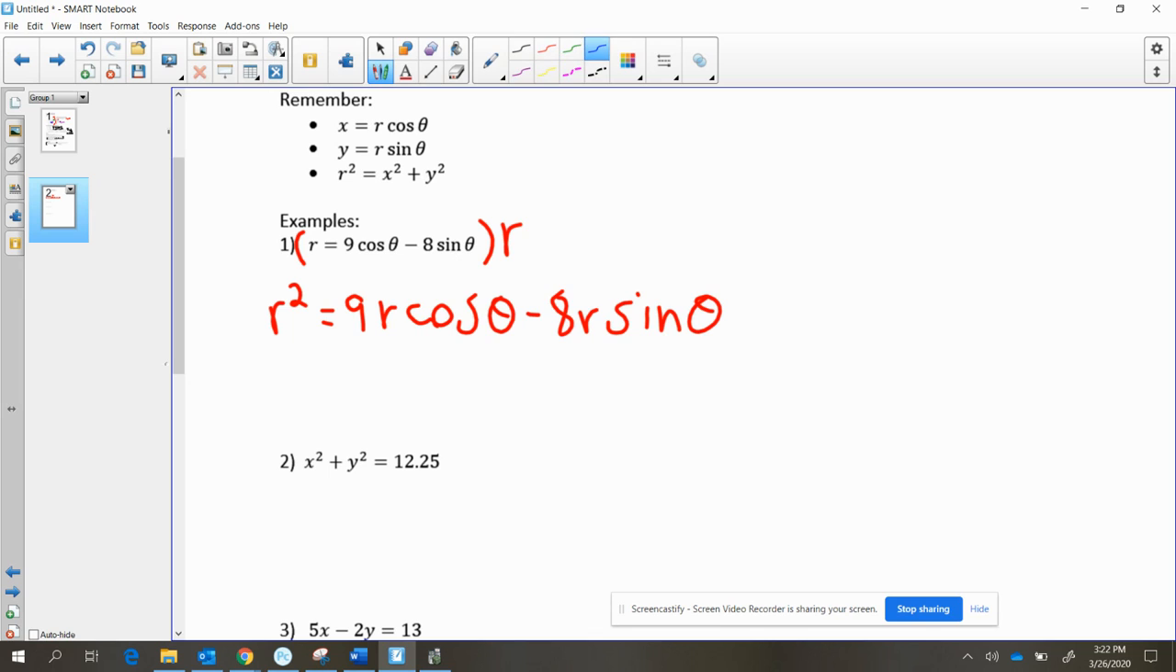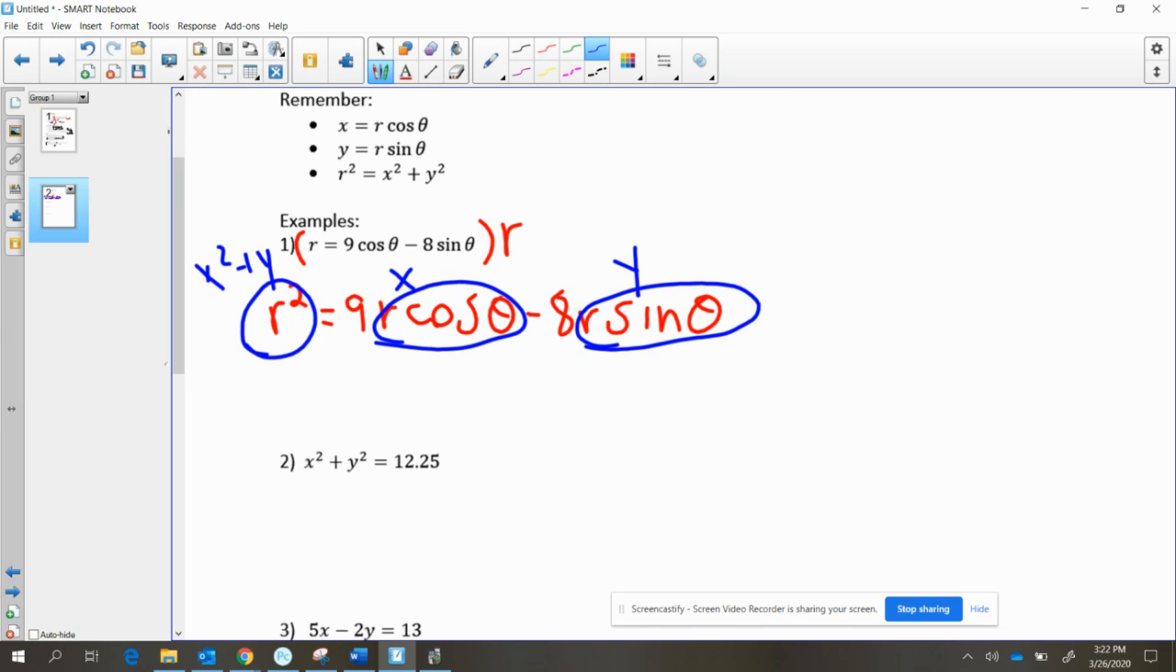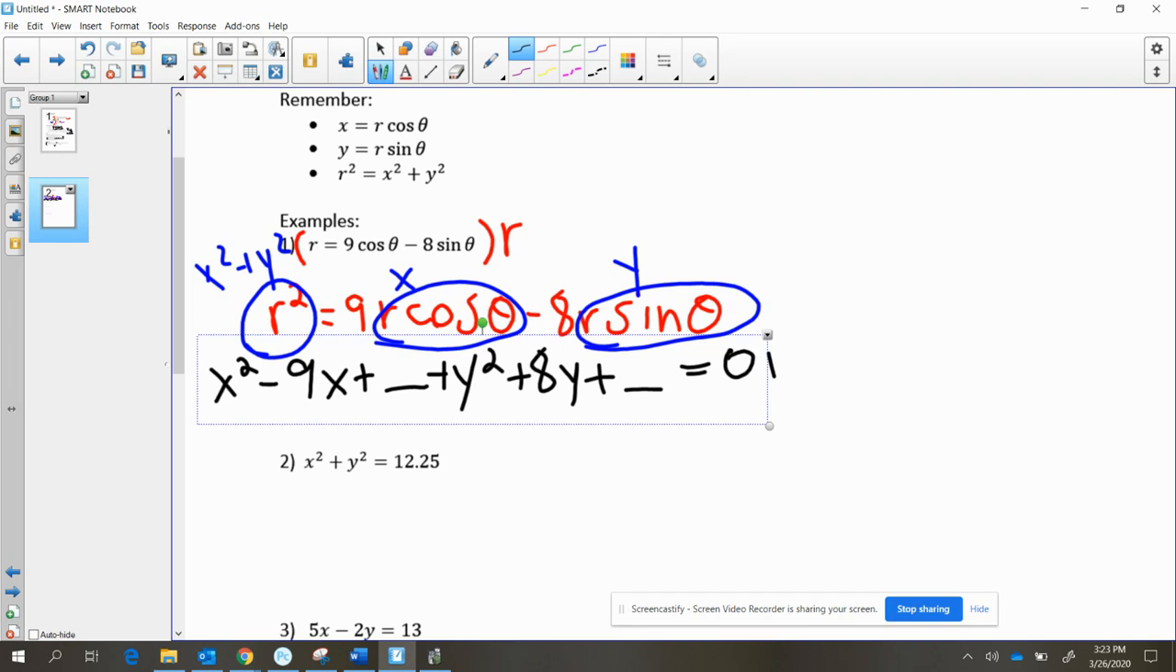So we can take our cosine theta and substitute in an x, our sine theta gets a y, r squared gets x squared plus y squared. So all that gets brought in. Now the other thing we are able to do is bring all of this over to one side. So I'm going to subtract that 9x over, and I'm going to add this 8y that we now have over. And notice now this is the beginning of looking like an equation of a circle. So we can complete the square on the left-hand side in order to add values to the right-hand side.